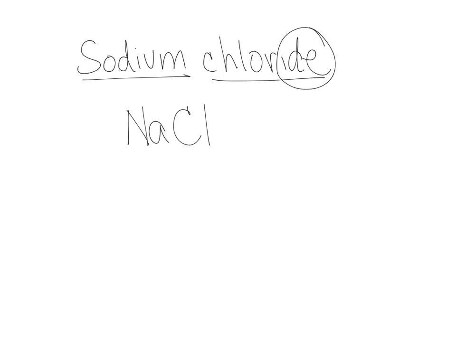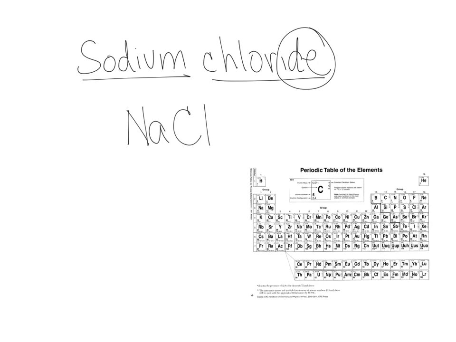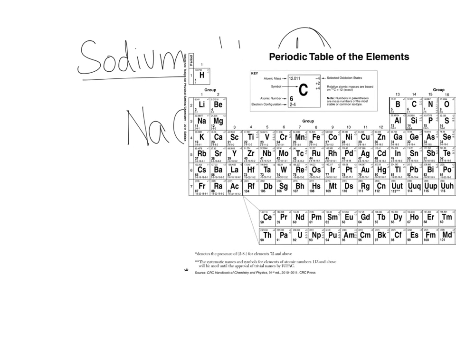At this point, you're not actually done. You need to check the oxidation numbers and then balance. For that, we need the periodic table. Here's sodium over here. Its oxidation number is +1.